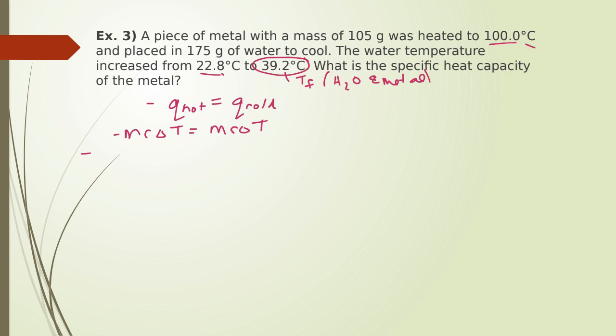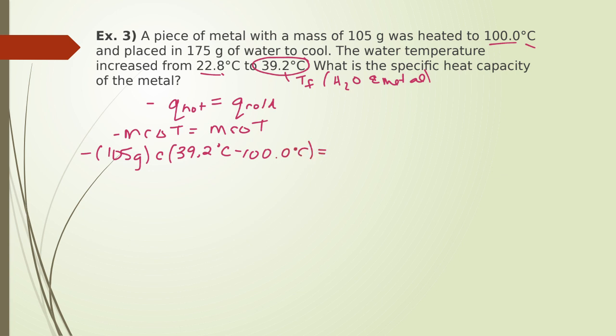We know that the mass of the metal was 105 grams. We do not know the specific heat capacity. This is what they're asking us to solve for, but we know the delta T. So delta T is always final minus initial. Well, the final is 39.2. Remember, they don't tell you that, but you know that because if the water goes up to 39.2, the metal has come down to 39.2, and now there's no more heat exchange. And we're going to subtract that off of the initial, which was 100 degrees C.